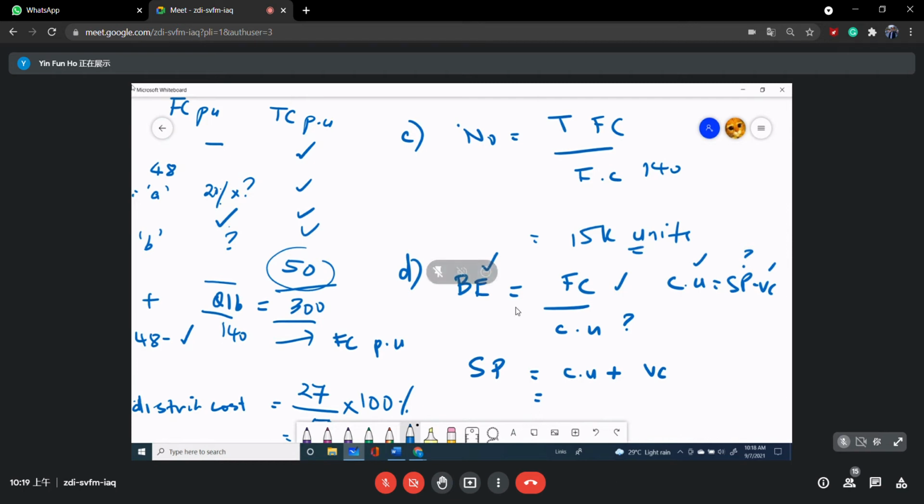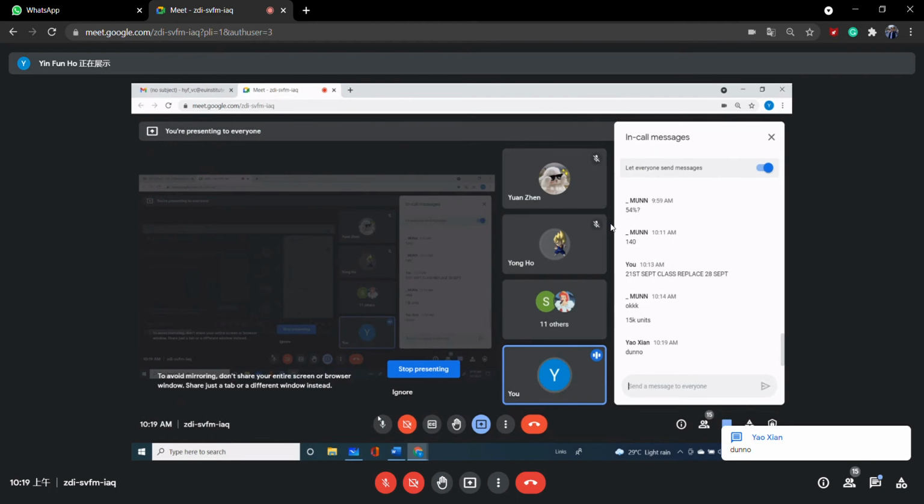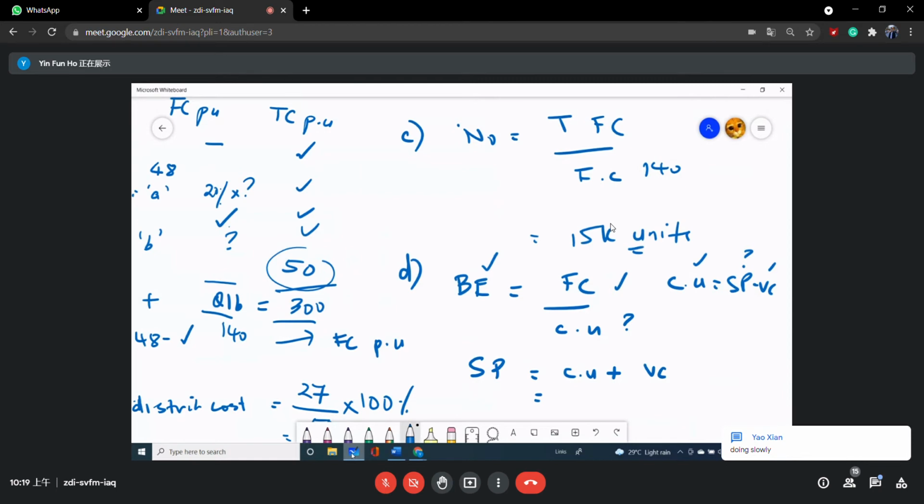Okay, give me answer. So the chart played up yesterday. Answer. So Man is the only one giving me answer today. What about the rest? I want to find the contribution per unit. And then after that, Yao Xian say don't know. Yao Xian, look at the board. Don't say don't know. I'm already guiding you. And working is already on the board.